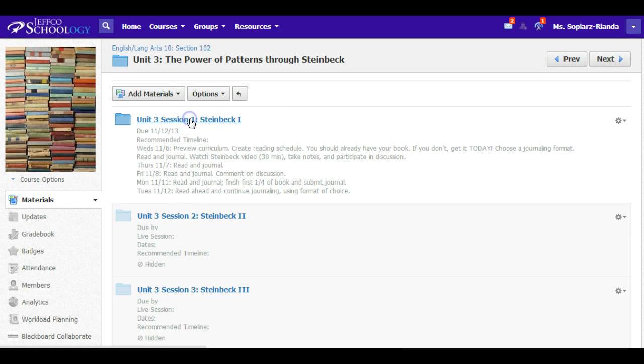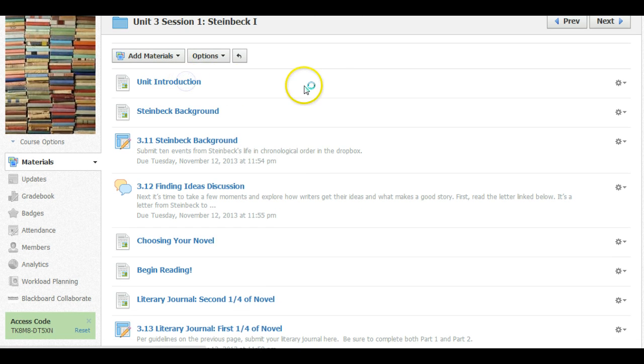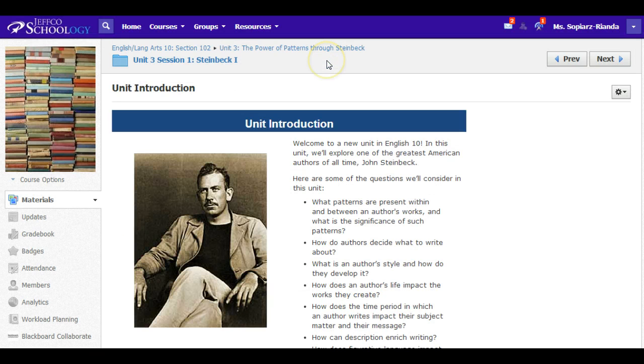And the most important thing to remember about this session is honestly to get your book. By today, Wednesday, November 6th, you need to have your book in hand because you are responsible for reading 1/4 of your book this week.